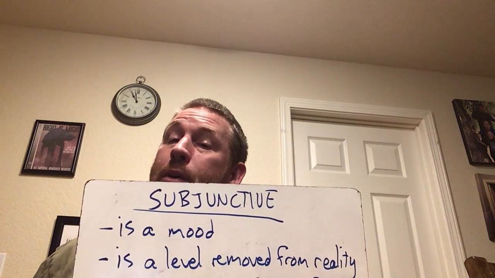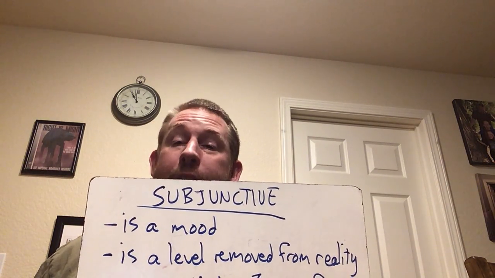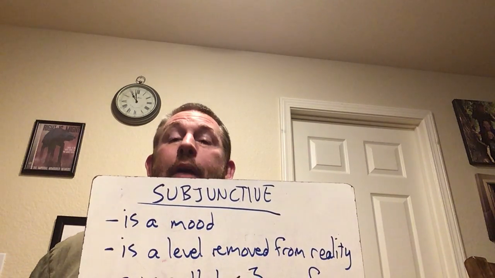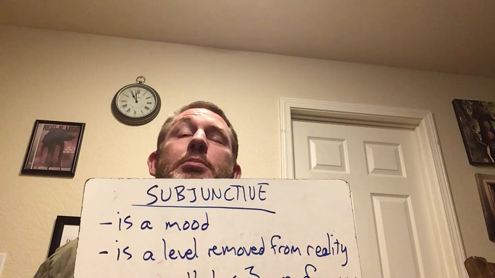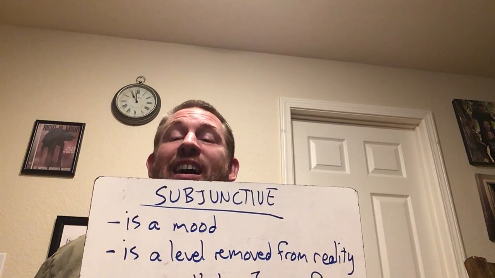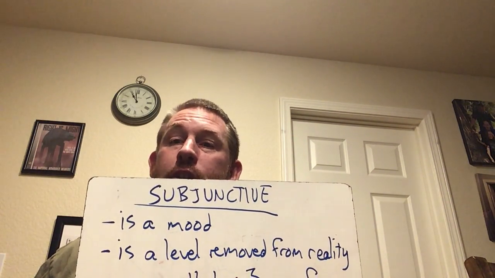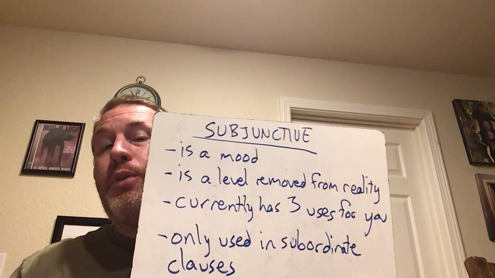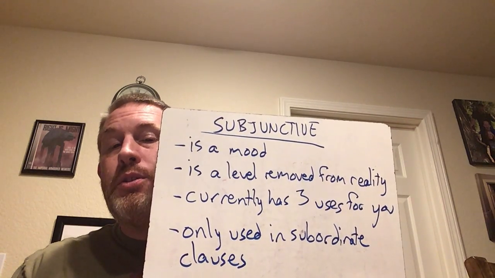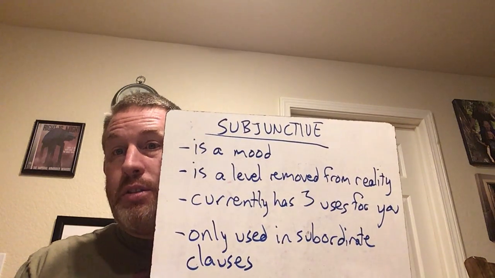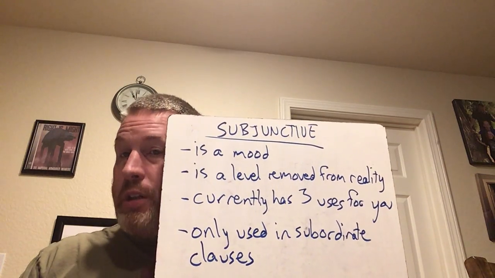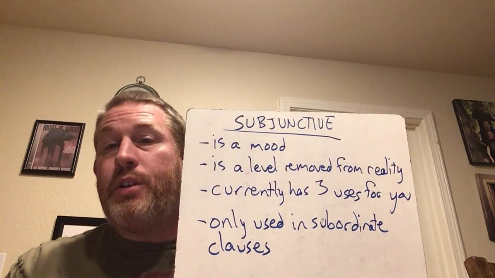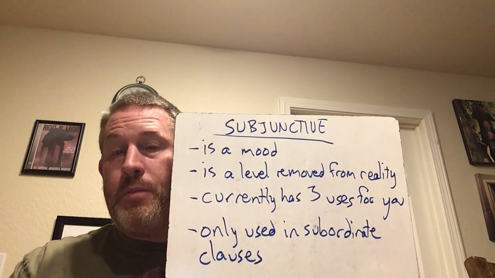Now, the subjunctive, the way I've always described it, is a level removed from reality. You're talking about something that's not actually currently happening. It may have happened, it may be possible to be happening, but it is not currently happening. It is not the main action on the screen. Okay? There's currently 3 uses for you, and we're only going to use it in subordinate clauses right now. Okay? So a subordinate clause is a clause that cannot stand on its own, and that's the only time you're going to use the subjunctive mood. Okay? So copy that down.